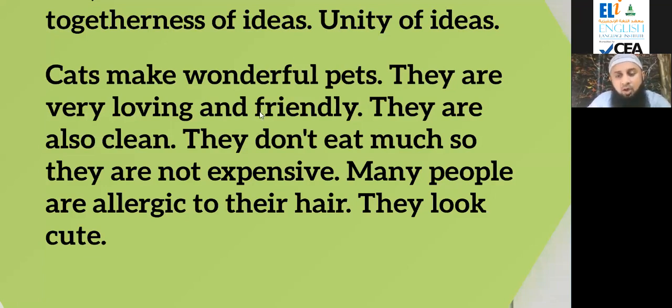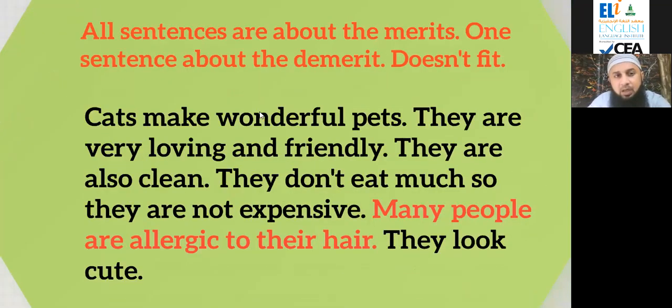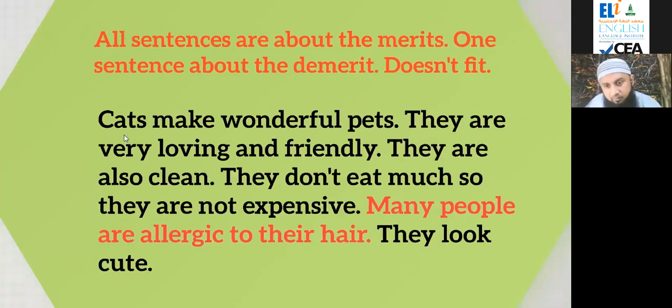Okay, so the irrelevant sentence here is "Many people are allergic to their hair." That means all the sentences are about the merits, the good things about cats as pets. One sentence about a demerit looks bad. It doesn't fit because all are qualities and then one problem comes. So this is where you have to be careful. In a single paragraph, you have to write very carefully either good things or bad things. Don't mix up. This is the beauty of writing style. We learn something more about it.